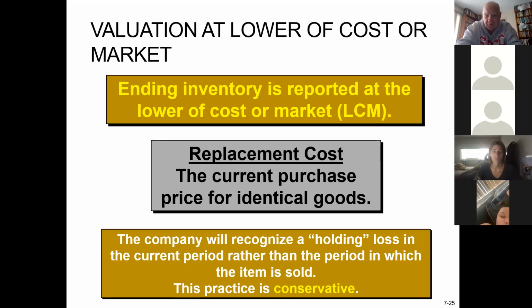And that is because of a principle called conservatism. It's a GAAP principle, conservatism. It means you never anticipate a gain, but you always anticipate a loss when you're aware of it. And that's where we're leading up to here, the lower of cost or market. Ending inventory must be at the lower of cost or market. Cost or market, that's the replacement cost, okay?